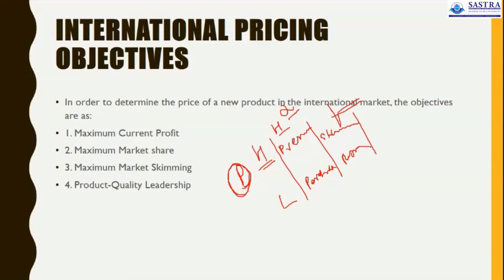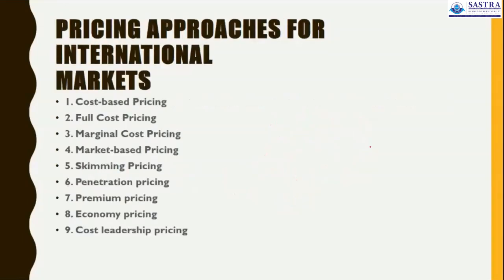So these things decide the international pricing. You also need to know the objectives of pricing, why we need to take a particular pricing strategy. The objectives of pricing are maximizing profit, maximizing market share, and market skimming, exploiting as much profit as is available from the market, and getting leadership within the market through a particular pricing strategy.